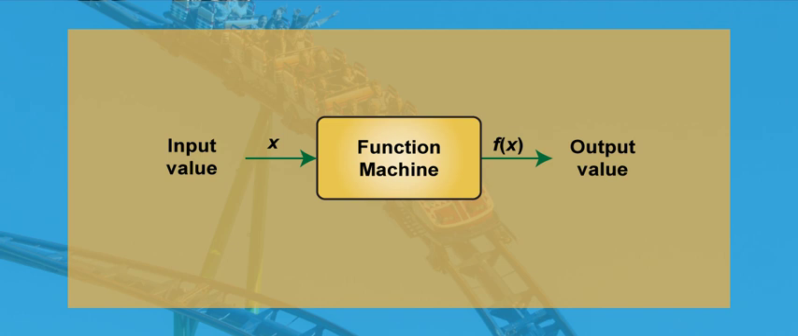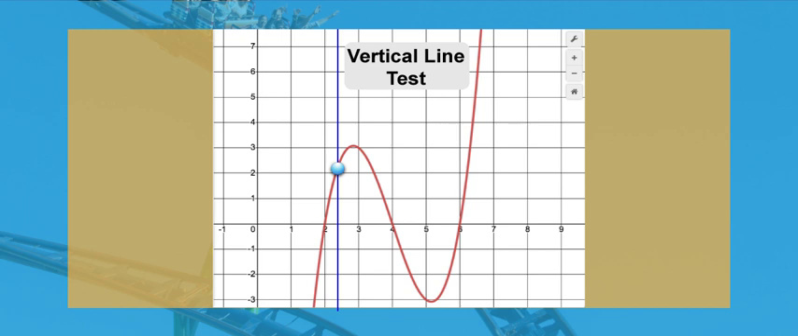Briefly, a function is a rule that takes an input value and outputs a unique value. This is often represented by what is termed a function machine. The graph of a function passes the vertical line test. This means that if a vertical line intersects the graph at only one point, anywhere along the graph, then it is a function.